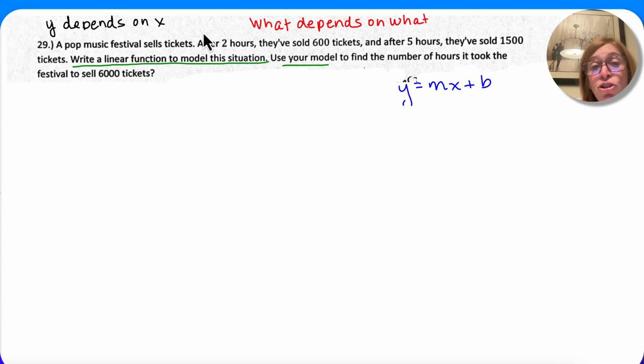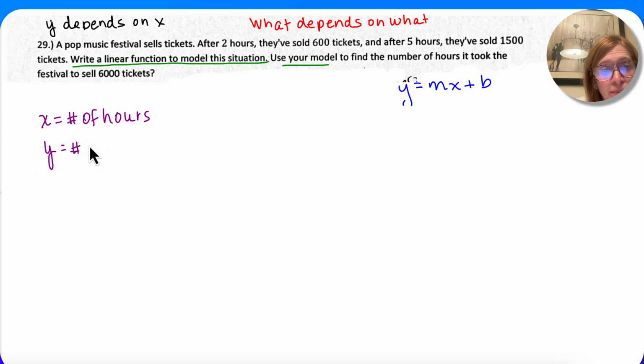So we have to get our variables. In this case, we said hours was our x, so x would be number of hours, and y would be number of tickets sold.